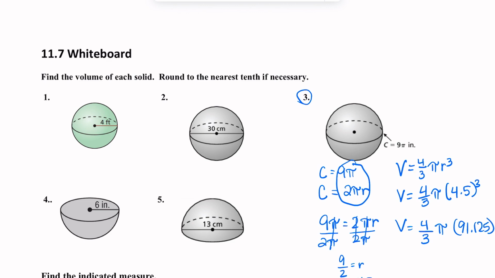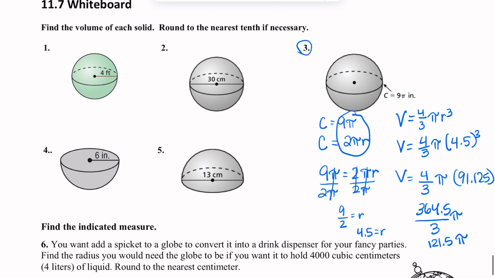Does that divide by 3? Not evenly. Okay, 91.125 times 4 is 364.5. And then we divide by 3. 121.5 pi inches cubed, or 381.7 inches cubed. So those are our two options there.